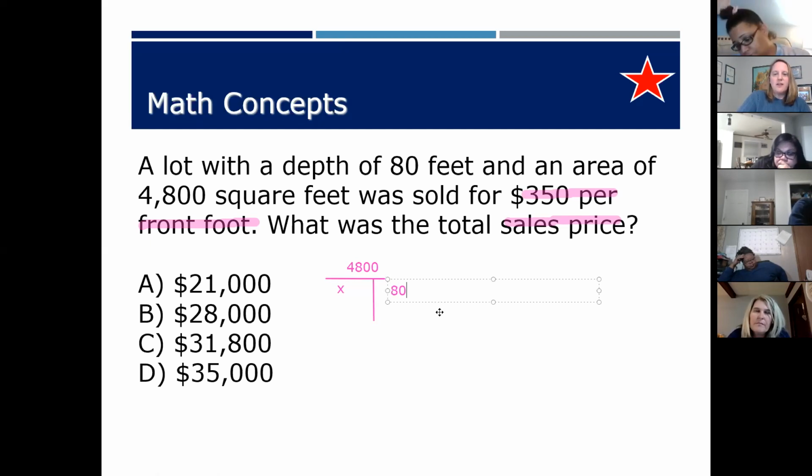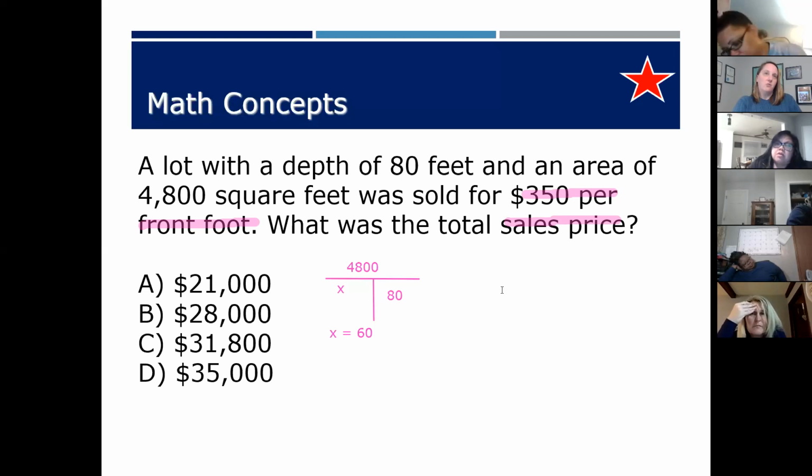And when it comes to these kinds of problems, when you're solving for length or width, I think this is where the T-bar helps, because it tells you what to divide where. Always remember square feet goes on top. So I'm solving for X, which is my front foot. I take 4,800 divided by 80. So I get a total front feet of 60. Check yourself. What's 60 times 80? 60 times 80 is going to be 4,800 square feet. So far, so good, right?